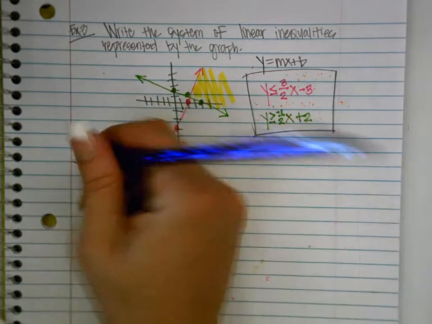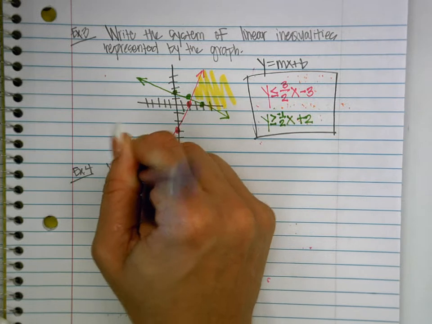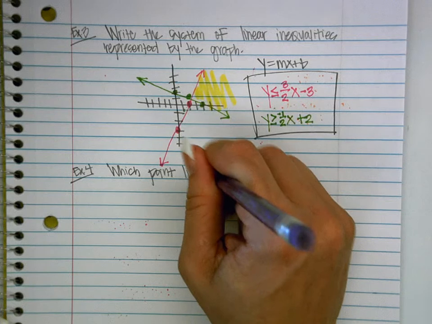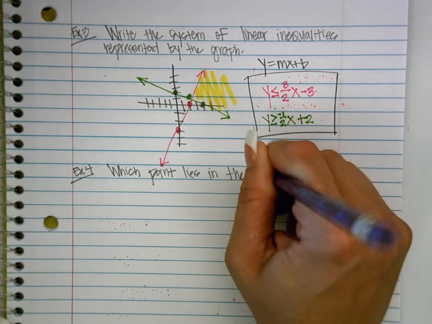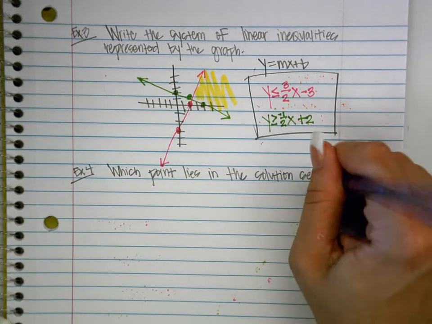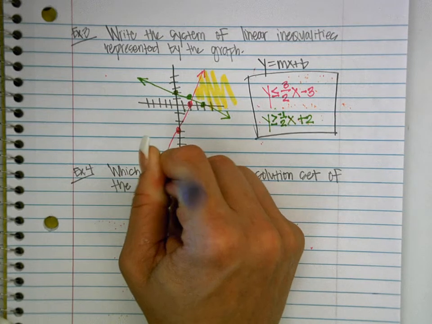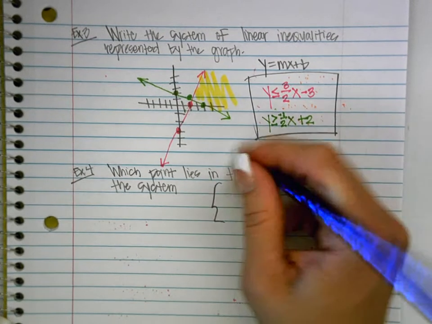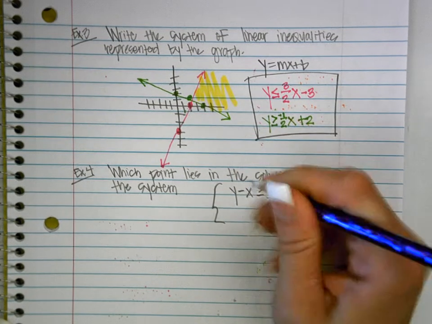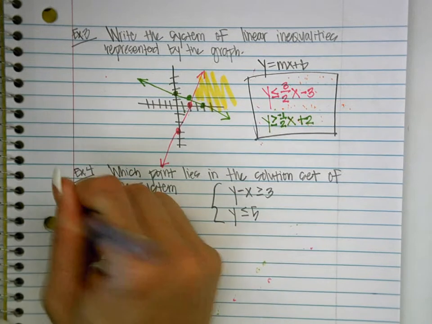Okay, next thing I'm going to ask you to do for number 4 is to find which point lies in the solution set of the system. And the system of linear inequalities is y minus x greater than or equal to 3 and y less than or equal to 5. This is going to be a multiple choice.